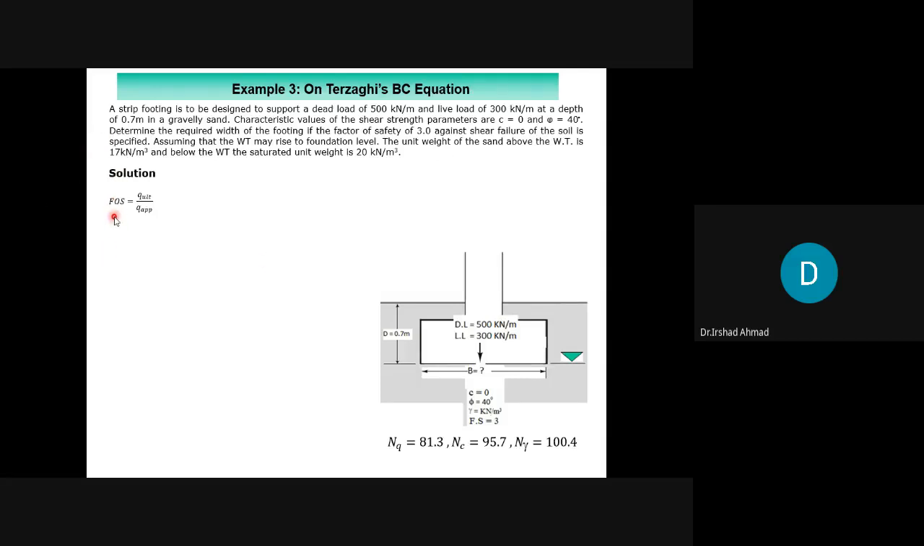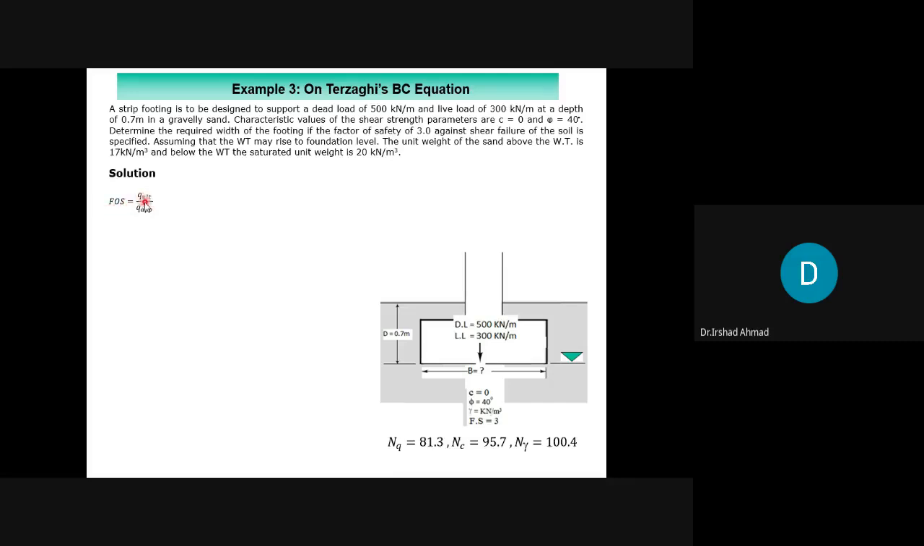You know that factor of safety is equal to Q ultimate over Q applied. Q applied is dead load and live load. Both together it is 800 kilonewton per meter, because it is a strip footing, right? So the load is given in form of per meter run. Factor of safety is 3, right?